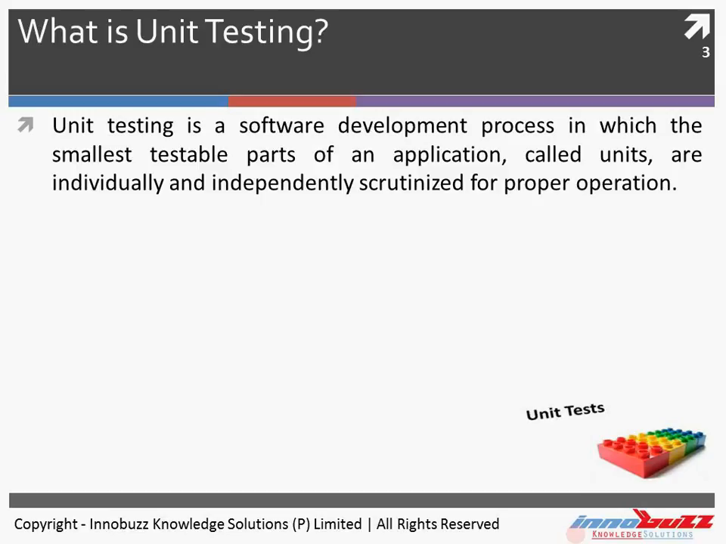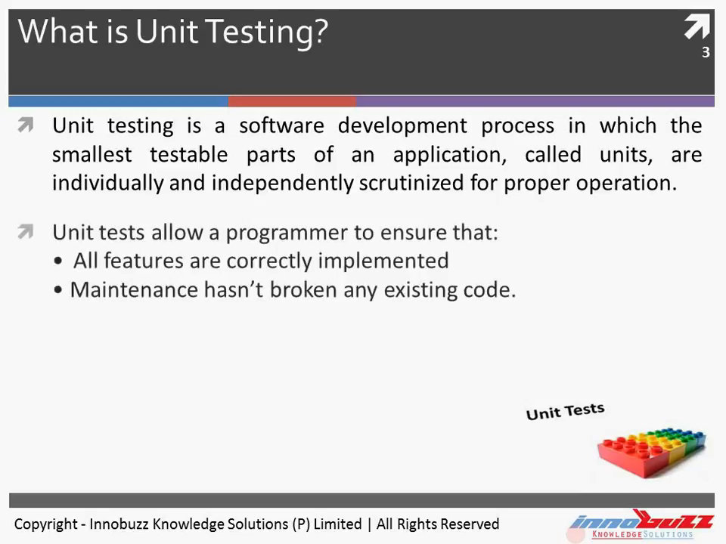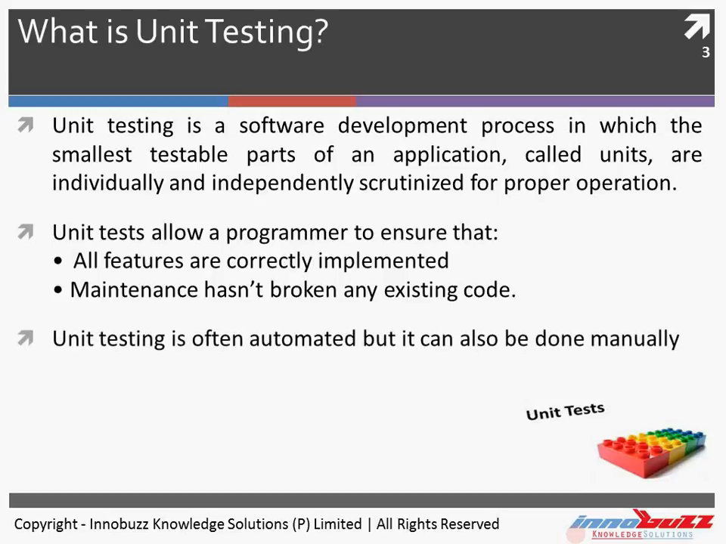So unit testing is a very important phase in our software development process to deliver our enterprise application. This gives a quality product for a customer once we follow unit testing. Unit tests allow a programmer to ensure that all features are correctly implemented and maintenance hasn't broken any existing code. Unit testing is basically done as an automation process, but it can also be done manually.